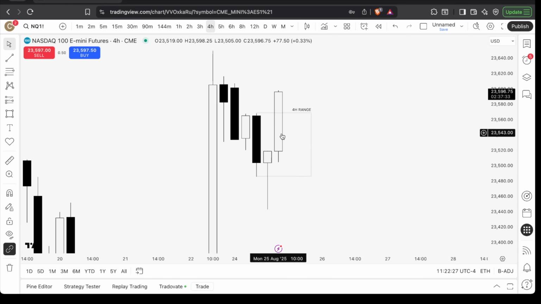So this candle wasn't here before. So what did we have? We had the 6 a.m. candle, which formed. What did it do? Took out this range low, closed inside of this candle's range. And what did the next candle do? Took out the range high.